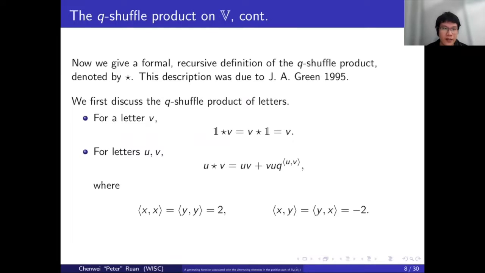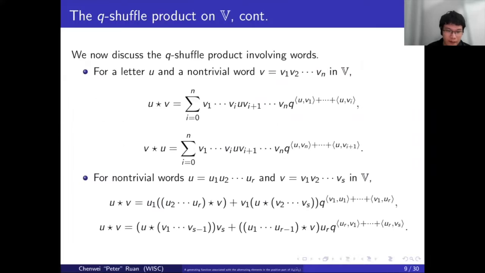So first, we discuss how a q-shuffle product of vectors works. The identity star with anything is still the identity. And for two vectors u and v, u star v is uv plus vu times q to the power of u against v, where x against x and y against y is 2, and if x against y and y against x is minus 1. Next, let's look at how a q-shuffle product of two words looks.